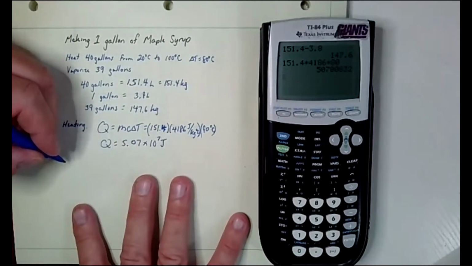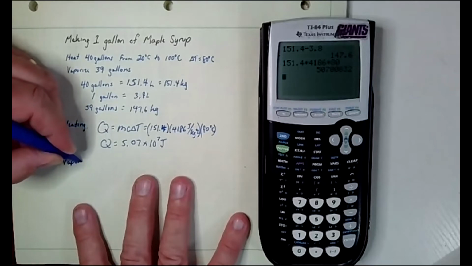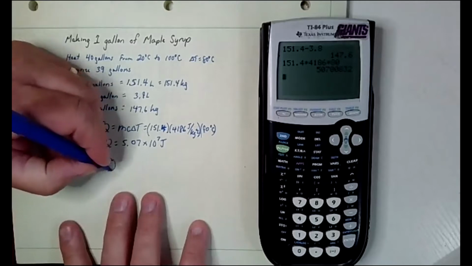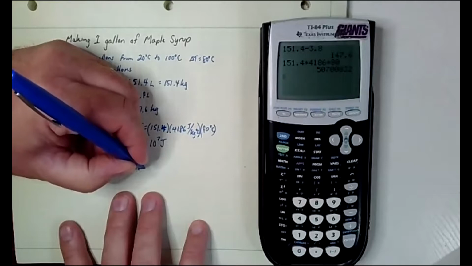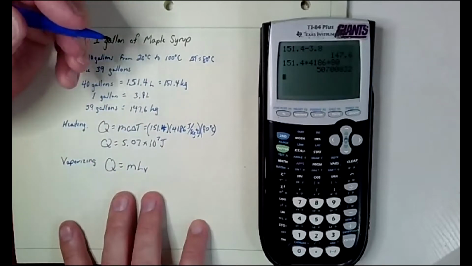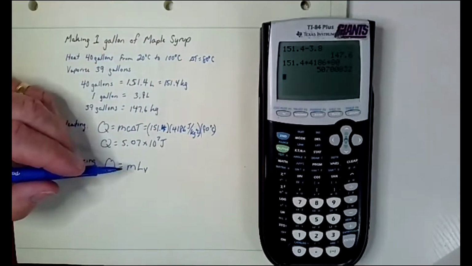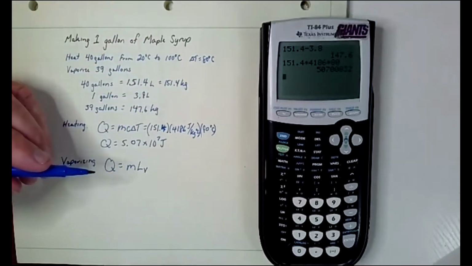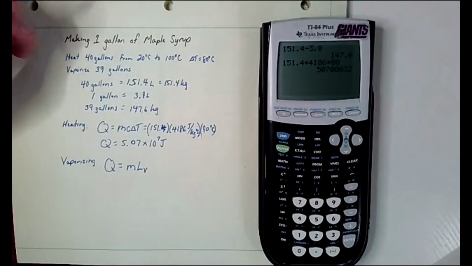Okay, now we'll do vaporizing. And then we have a different form for Q. So Q is equal to MLV. Right. Okay, so now I'm going to look this up on the chart that we had in our previous video. So I'll share my screen so we can go and find that really quick.